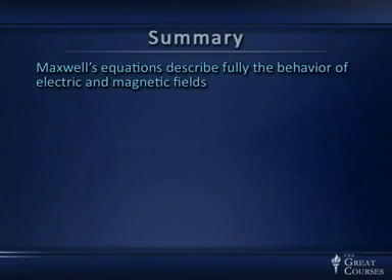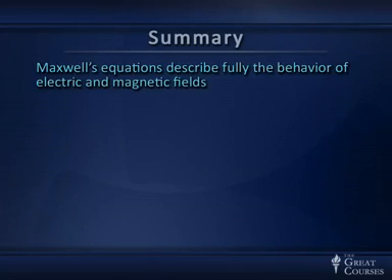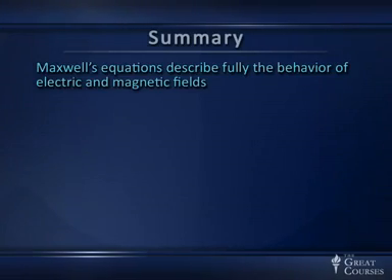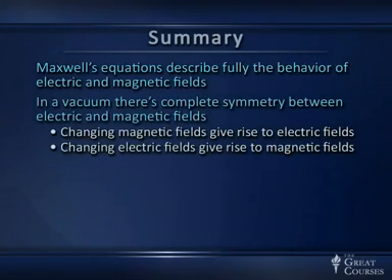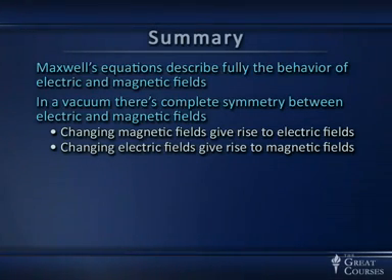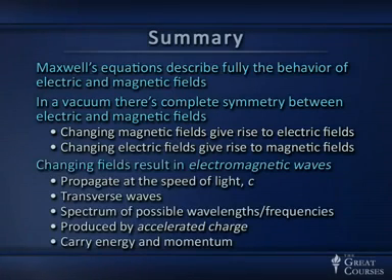Okay, well, let's wrap up with a look at what we've learned in this summary lecture that put all of electromagnetism together and gave us this wonderful new phenomenon of electromagnetic waves. Maxwell's equations describe fully the behavior and classical physics of electric and magnetic fields everywhere in the universe. In a vacuum, there's complete symmetry between the fields. The changing magnetic fields give rise to electric fields. The changing electric fields give rise to magnetic fields. The changing fields result in electromagnetic waves.